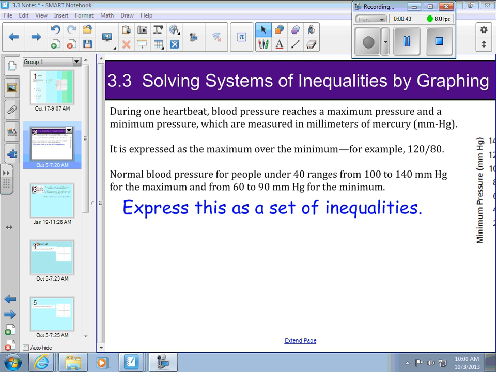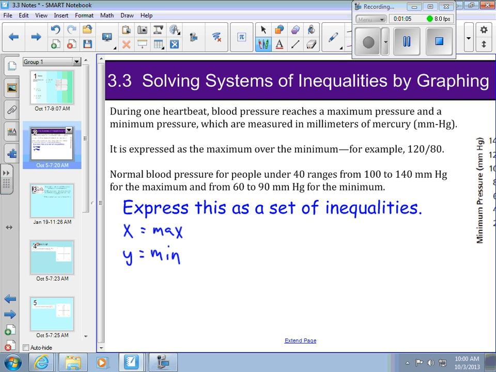All right, so if we're going to express this as inequalities, we have to use variables. So let's say we use x as our maximum, and let's use y for the blood pressure minimum. So we want to write this out now as a system.